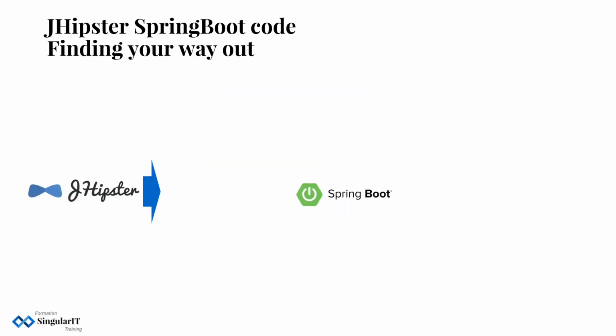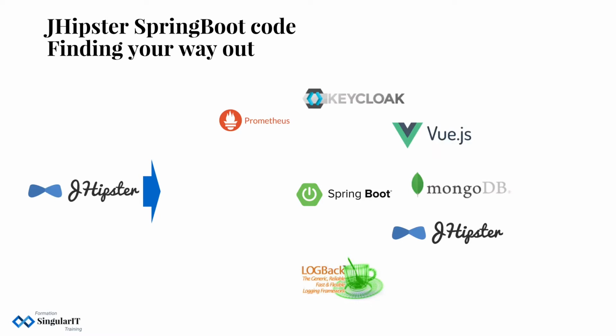JHipster generated a set of classes for Spring Boot, but it also added a lot of components, including connection to Prometheus, Keycloak, Vue.js, Mongo. It even had connection to its own library and also some connection to Logback. It's all good work that you will not have to do when you go in production, so it's already made for you. That's a really good thing.